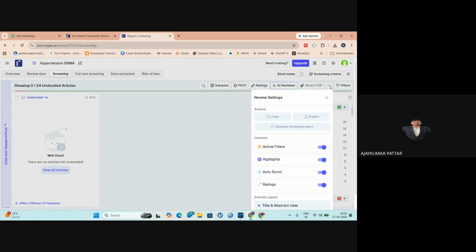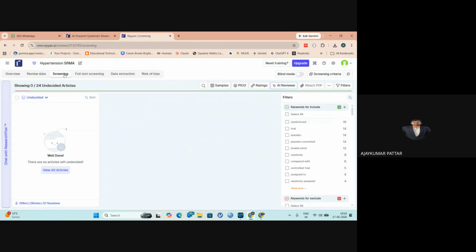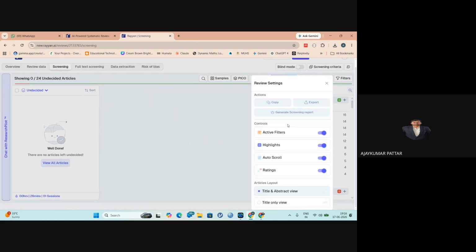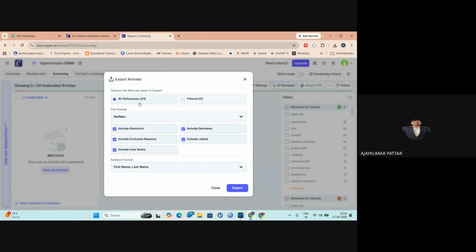Here what you should do, you click on these three dots. First you have to click on screening, then you click on this three dot, then here you click on export. So export, choose the files you want to export.